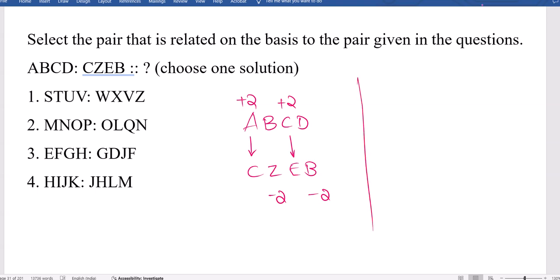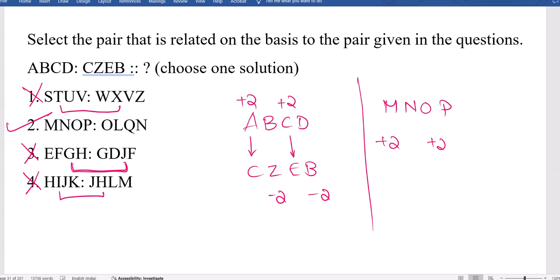Now, S +2, but this is also +4 happening, not satisfied. Here this is -2, but this is +3 happening, not satisfied. G +3 is J. I want 2 only. Here I and H are -1, not happened. M and OP satisfy that logic. Good. So this is +2 for these two, and for these two I require -2. +2 means O, N -2 will be L, O +2 will be Q, P -2 is N. So the second option is correct, OLQN. Analogy related concept.